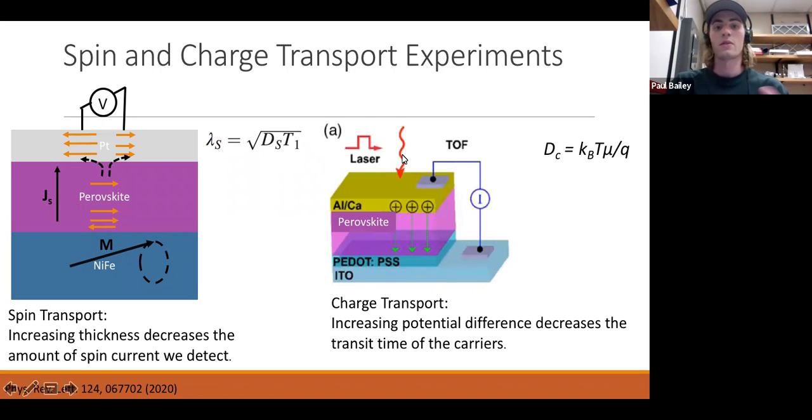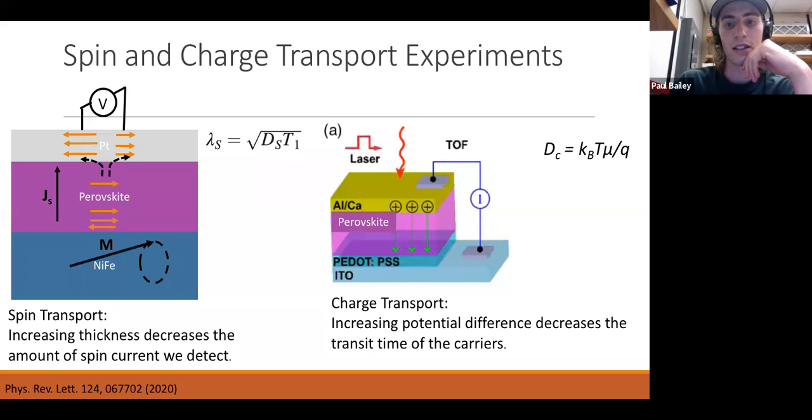The next experiment to probe charge transport is called time of flight. All we do really is have a cathode and an anode on either side of our perovskite. And then we hit one, either the cathode or anode, with a pulse laser. And this generates charges at that anode or cathode. Those charges are going to flow through our material when we apply a potential across it, and we measure the current. And so from this, we're able to see the transit time of the carriers.